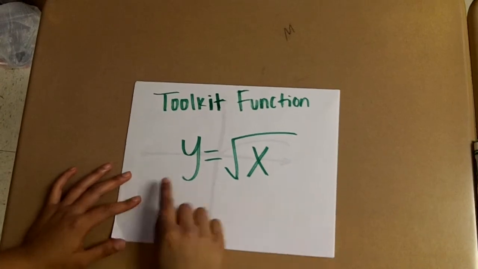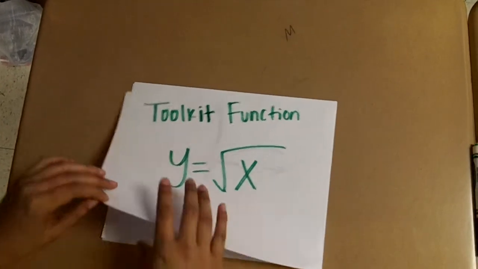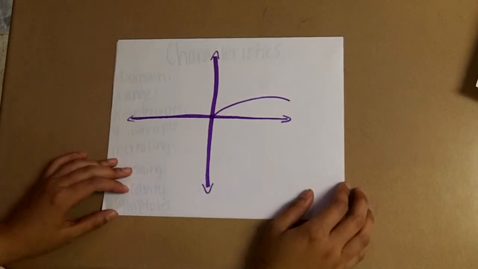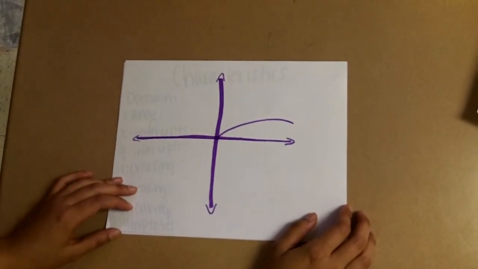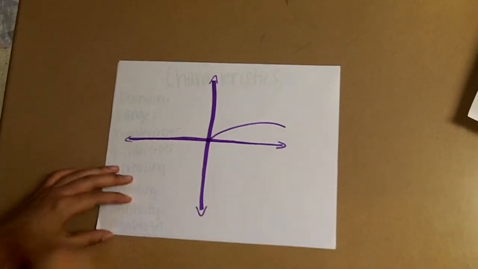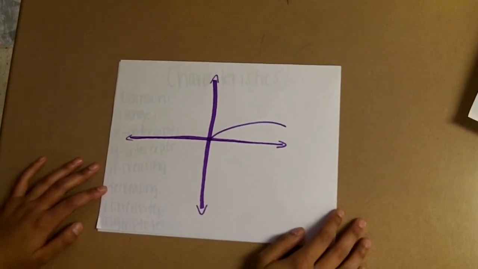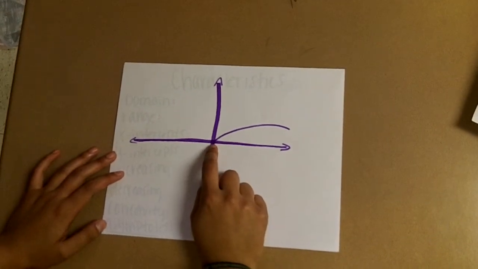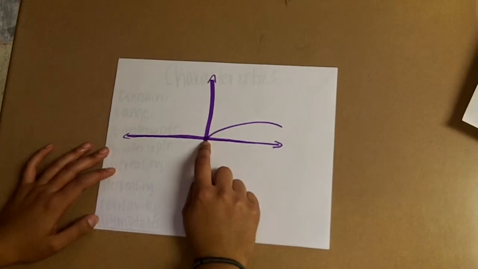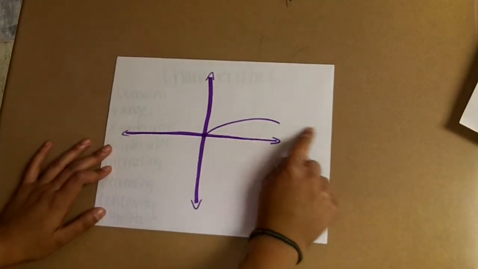That toolkit function is y equals square root of x. I'm going to give you a second to take in this graph and see what it looks like. It just runs along the y-axis forever, never actually touches. Now I want you to notice that this graph does in fact start at the origin (0, 0), and its end is infinite.